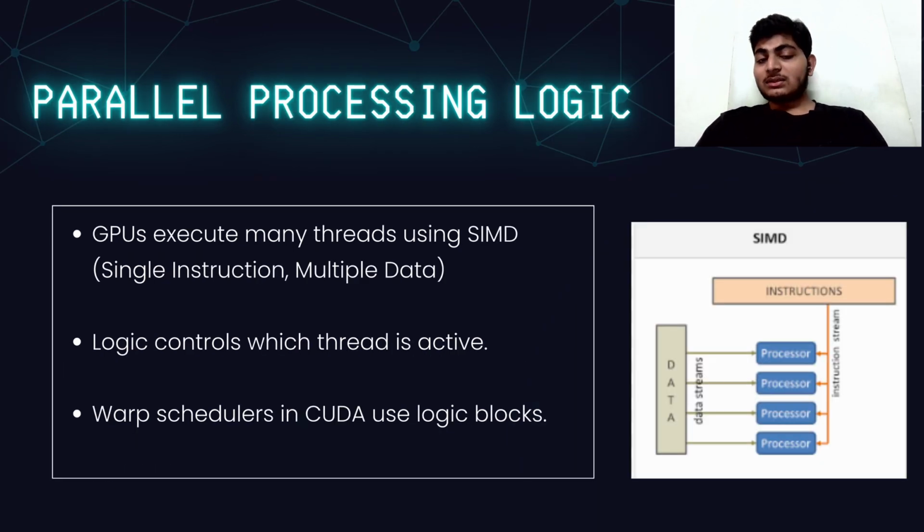Parallel processing logic. GPUs use parallel processing techniques to handle many tasks at once. In CUDA, threads are grouped into warps. Logic gates help decide which threads are active and when. This logic enables real-time rendering and high-speed computation.